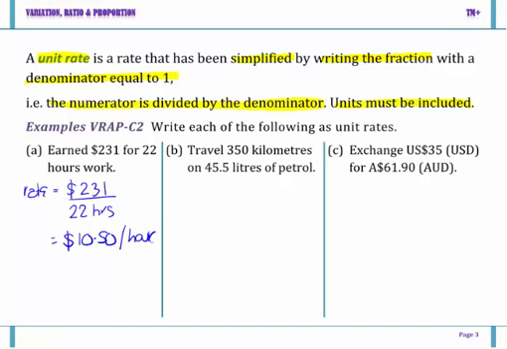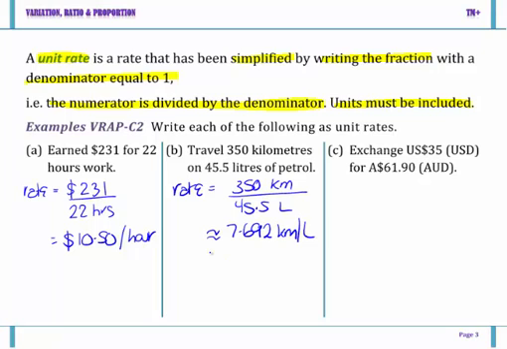Next, travel 350 kilometers on 45.5 litres of petrol, exactly the same as what we did previously. But in this case, we're going to go 350 kilometers divided by 45.5 litres. And we're going to work that on the calculator. So 350 divided by 45.5. So you don't have to worry about making it a whole number. And we get approximately 7.692 kilometers per litre, which you might just write to 2 decimal places.